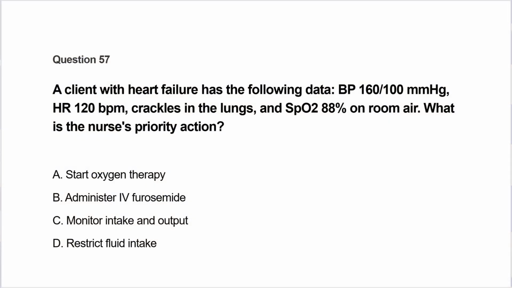57. A client with heart failure has the following data: BP 160 over 100 mmHg, HR 120 BPM, crackles in the lungs, and SpO2 88% on room air. What is the nurse's priority action? A. Start oxygen therapy. B. Administer IV furosemide. C. Monitor intake and output. D. Restrict fluid intake.